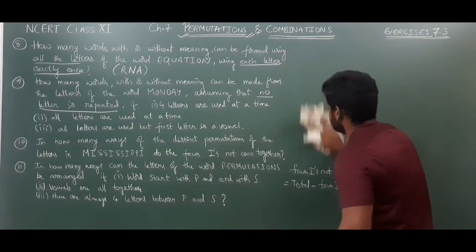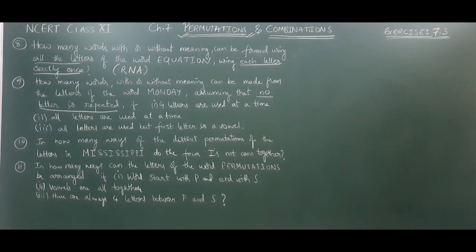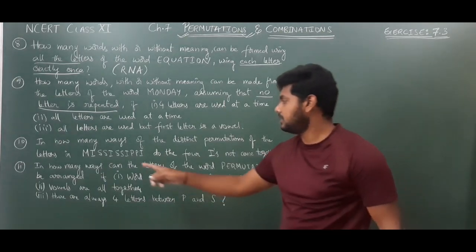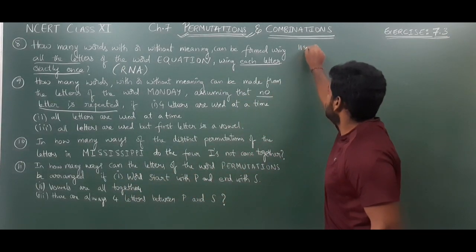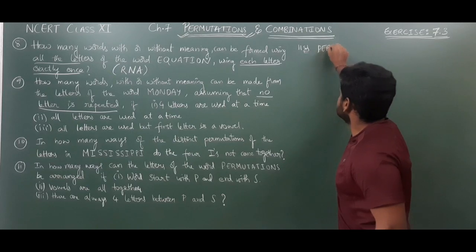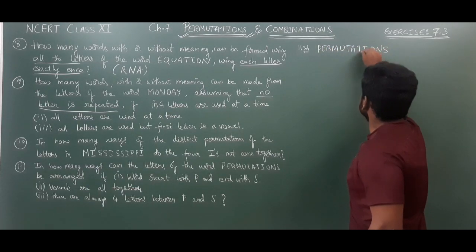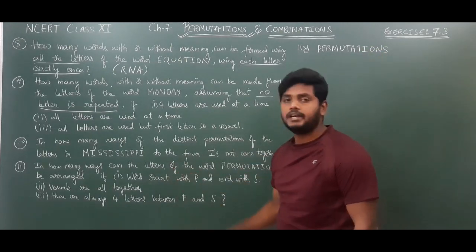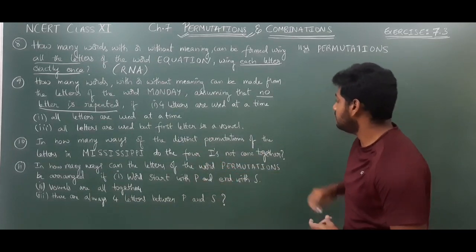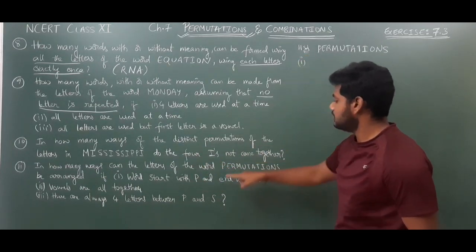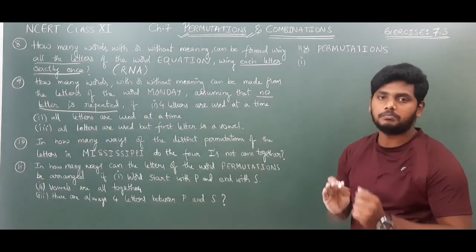Question number 11. In how many ways can the letters of the word permutations be arranged? What is the word? Permutations. If first, words start with P. Words start with P and end with S.